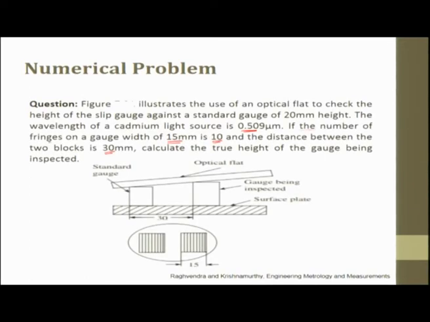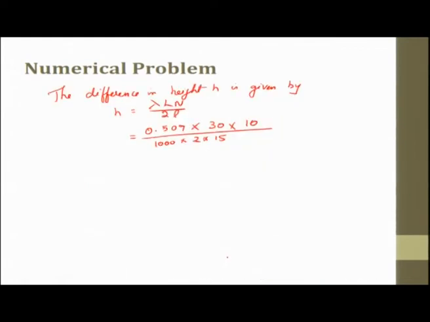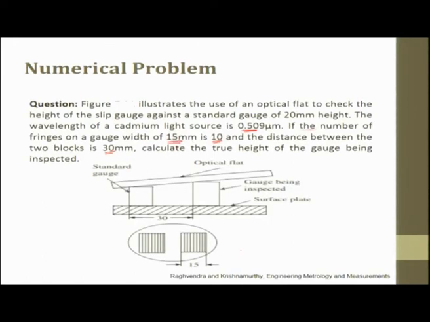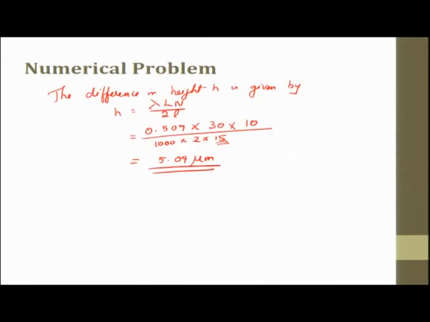If the number of the fringes on the gauge width of 15 millimeter is 10, the gauge width is 15. So, you multiply and finally what you get is 5.09 micrometer, which is the height difference. Watch out, it is all in microns. The height whatever you get reported here is in microns. So, optical flat is exhaustively used for such measurements. So, this is 15 millimeter, so you are multiplying with 15, right.